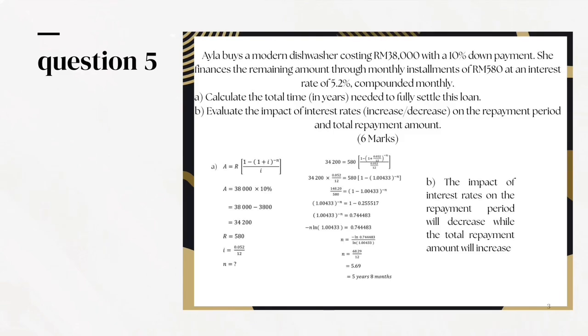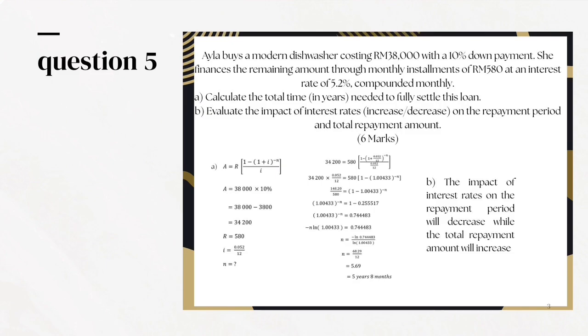Lastly, question 5. Ayla buys a modern dishwasher costing 38,000 ringgit with a 10% down payment. She finances the remaining amount through monthly installments of 580 ringgit at an interest rate of 5.2% compounded monthly. A. Calculate the total time in years needed to fully settle this loan. B. Evaluate the impact of interest rate increase or decrease on the repayment period and total repayment amount.